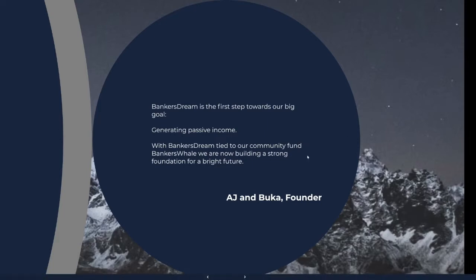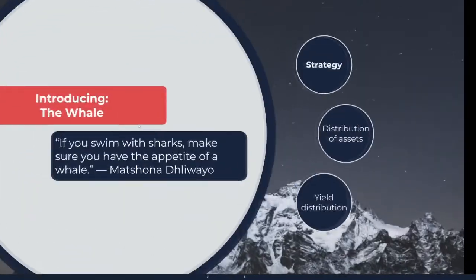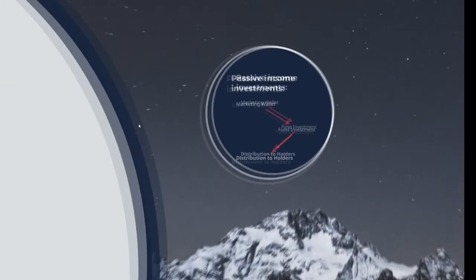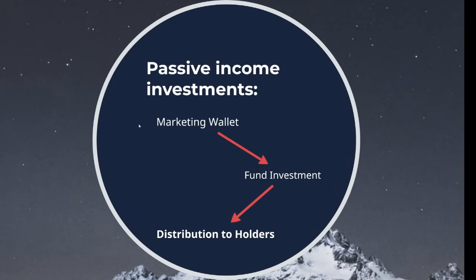So we can take a look at our fund, which is a very interesting part. There are a lot of different projects out there having a fund running, but this is a very unique approach to passive income in the DeFi space, and also as a fund, a very unique way of structuring it. The strategy is pretty simple. As we saw before, the marketing wallet gets some tax allocated into it, and part of the tax is allocated into our fund investments.